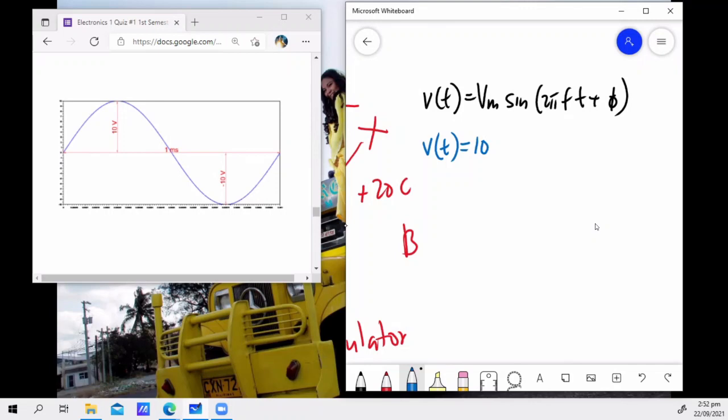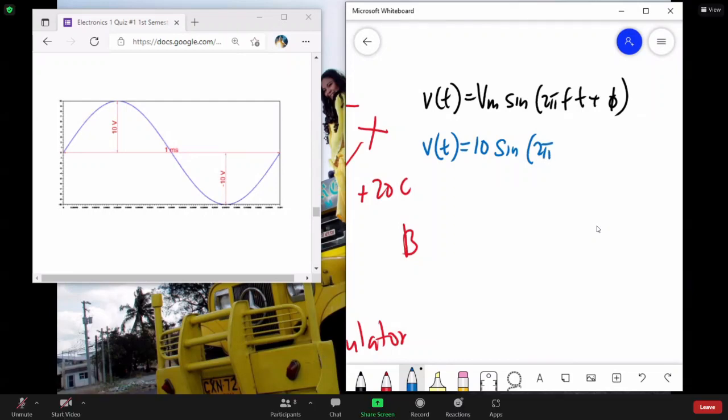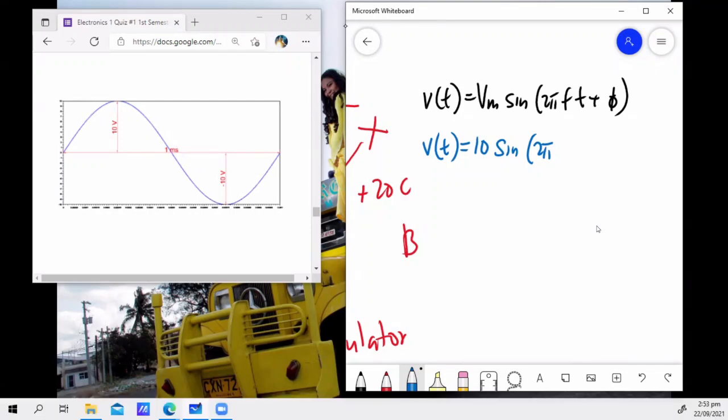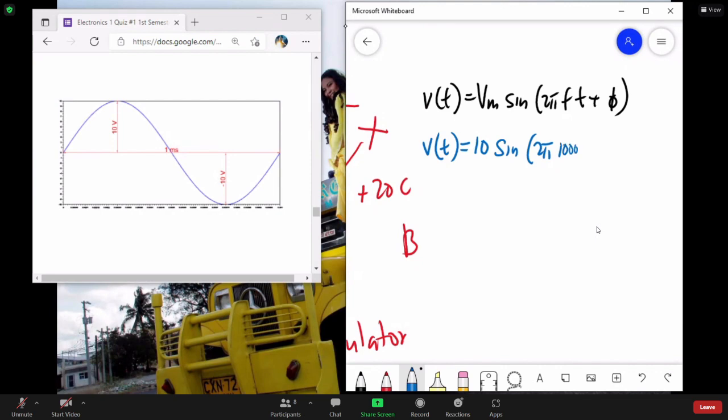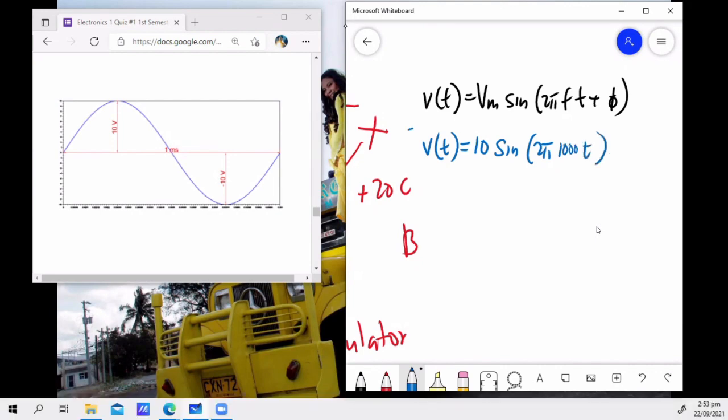Okay? Anyway, you also practiced that in Scilab, no? Sine times 2 pi. What is the frequency of this? Right? Its period is 1 millisecond. It has a frequency of 1 kilohertz. So you can replace frequency here by 1 kilohertz or 1,000 times t. And this is 0. So this is the answer.